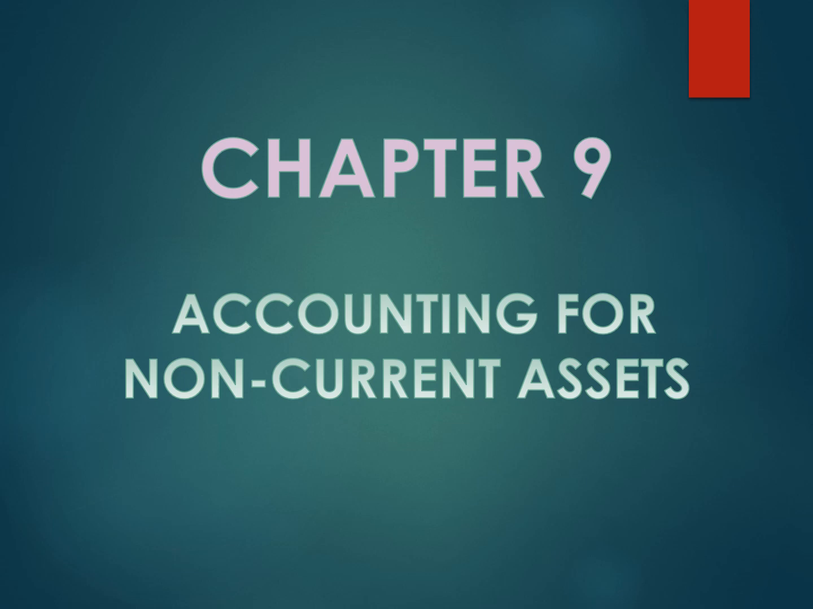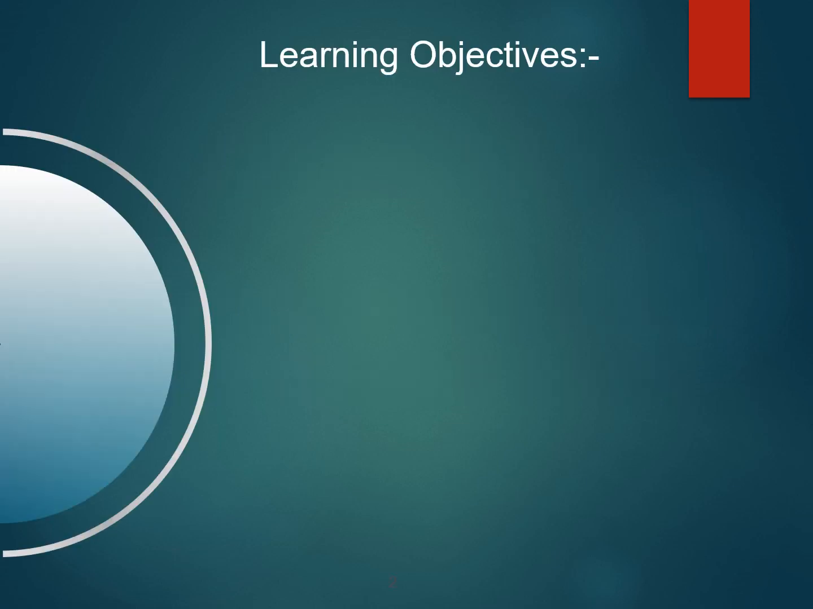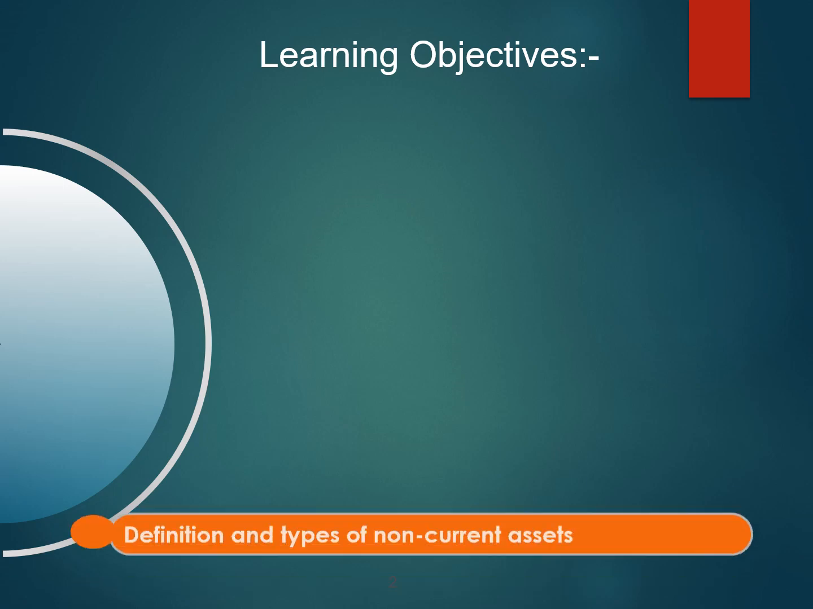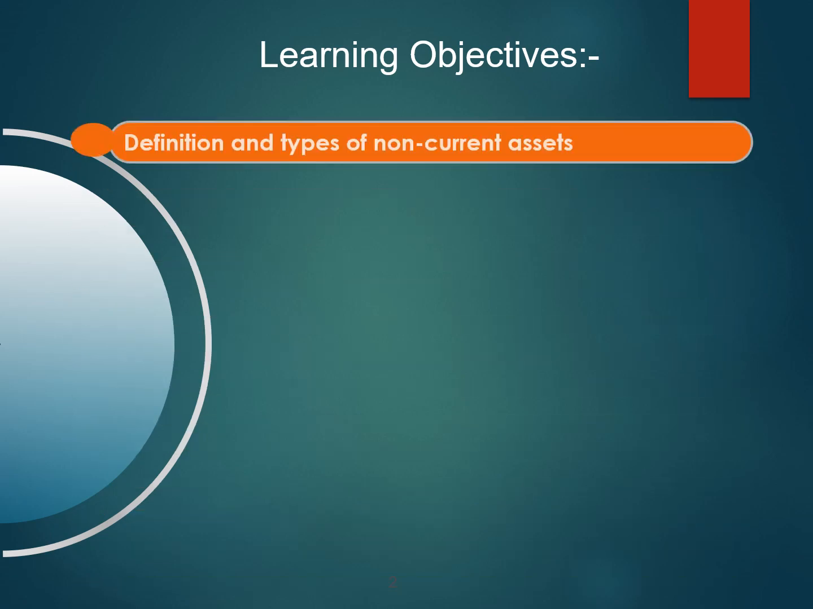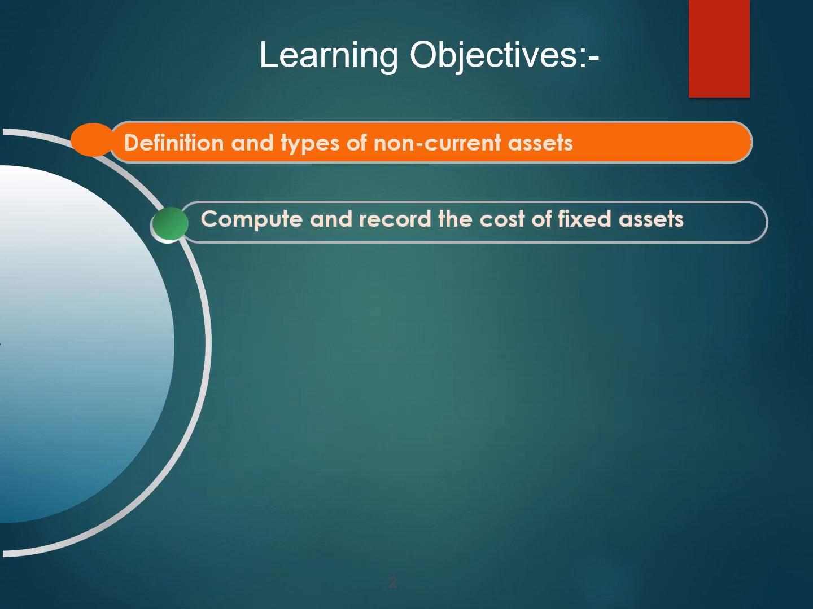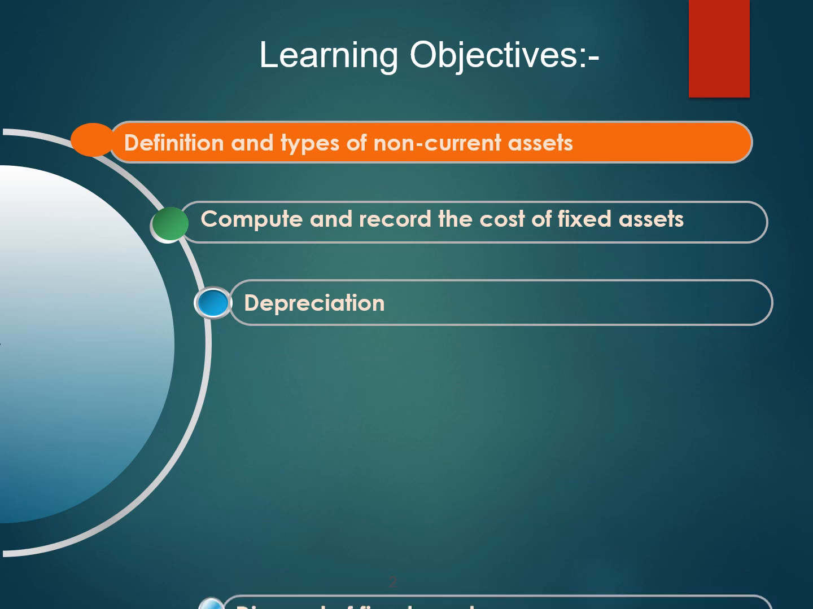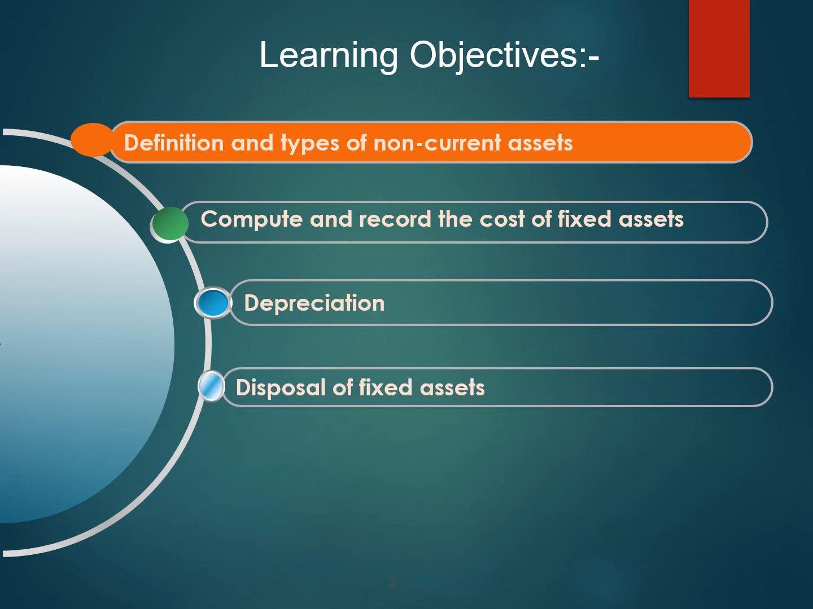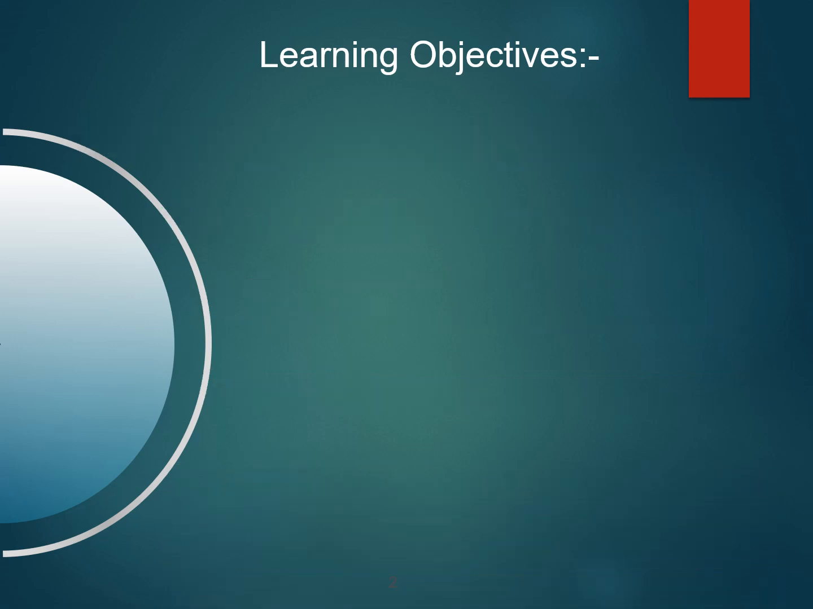Today we will learn chapter 9, that is about accounting for non-current assets. We will learn about 5 subtopics in the chapter. The first one is definition and types of non-current assets. Second one is compute and record the cost of fixed assets. And then we will learn about depreciation, disposal of fixed assets, and last but not least, the presentation of fixed assets in the financial statement.